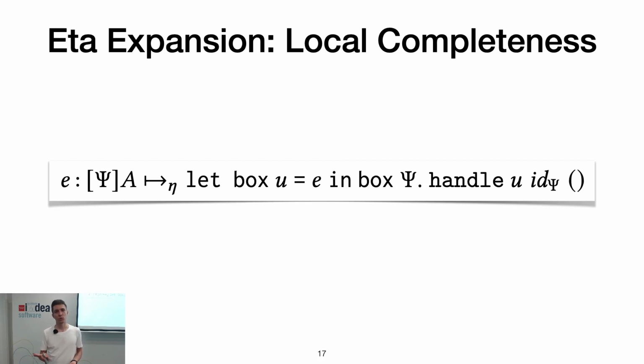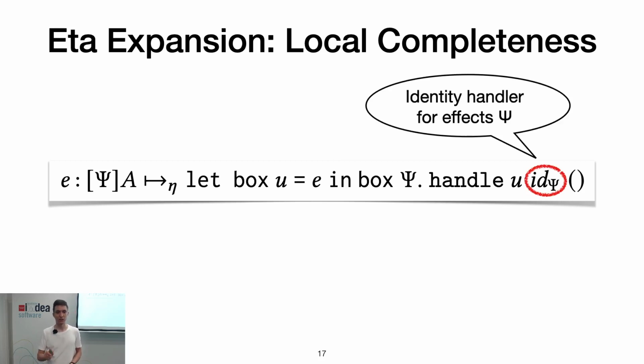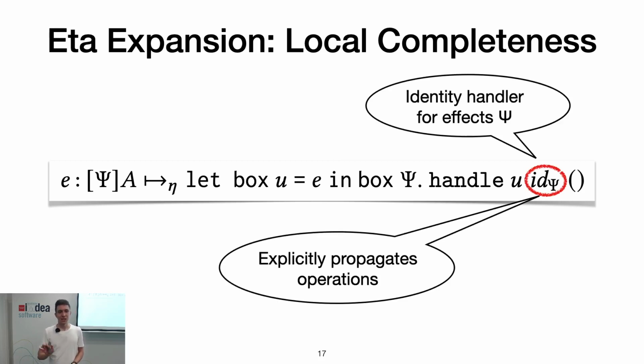So what I showed you before was what we call local soundness, that we can eliminate an introduction form and we are in balance. Another side of that balance is local completeness, or eta expansion, that we can take our term of a box type and expand it into a letBox that binds it and then reboxes it and handles it. But here we use a very special handler, which we call the identity handler. What it does is it explicitly propagates the effects from one effect context psi to itself.